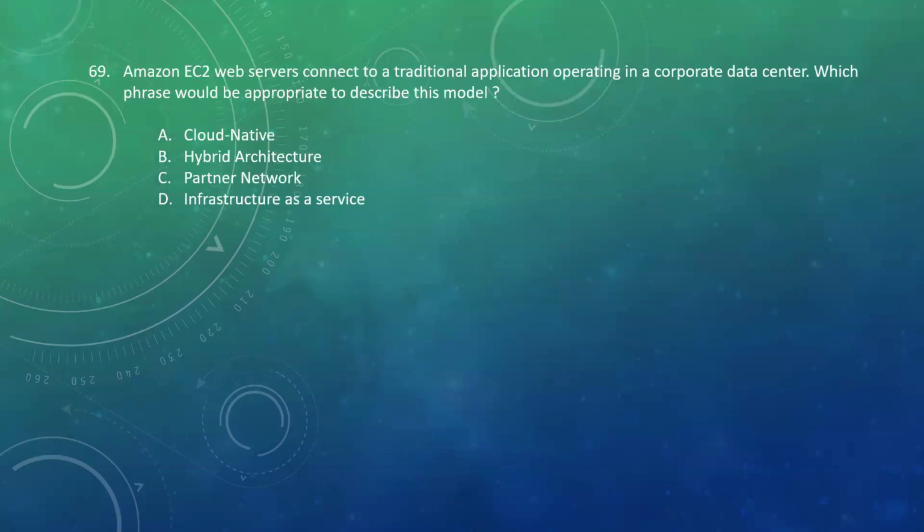Moving on to next question. Amazon EC2 web servers connect to a traditional application operating in a corporate data center. Which phrase would be appropriate to describe this model? Your options are cloud native, hybrid architecture, partner network, infrastructure as a service.